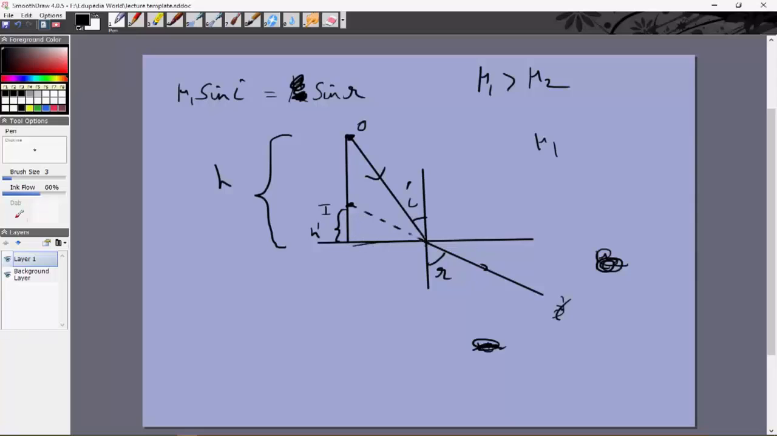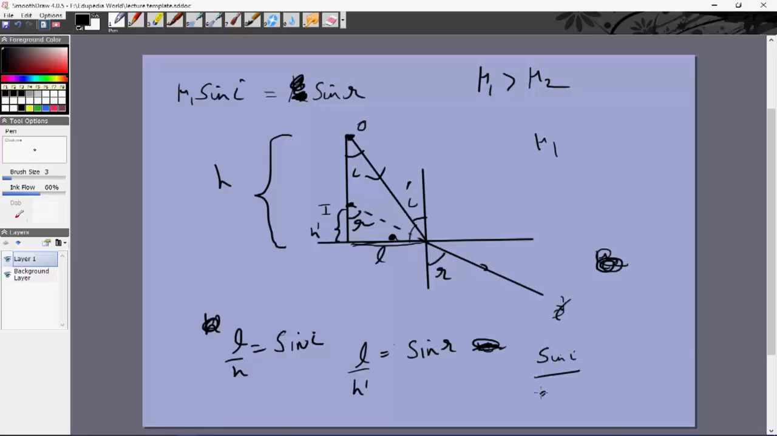Let's call this length L. This angle is i, and since this is r, this is r. So what is h? We can tell that L by h is equal to tan i, which I can write just as sin i, because we're assuming that i and r are relatively small. Similarly, L by h dash is equal to tan r, or we can just write it as sin r. Once we divide these two, we get sin i by sin r is equal to h dash by h.